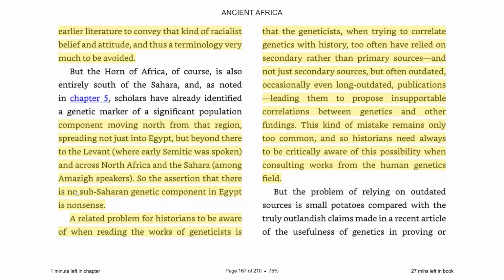Even though he said sub-Saharan itself should be avoided, again, a lot of scholars, when they say sub-Saharan should be avoided, they still use it. Even though he said it should be avoided, again, he still uses the term. Right here, he still uses it. See? So he said, so the assertion that there is no sub-Saharan genetic component in Egypt is nonsense. And I've been saying that is nonsensical for so long.